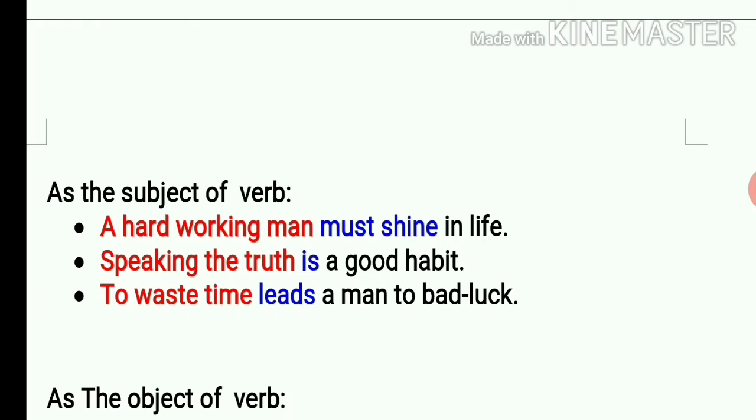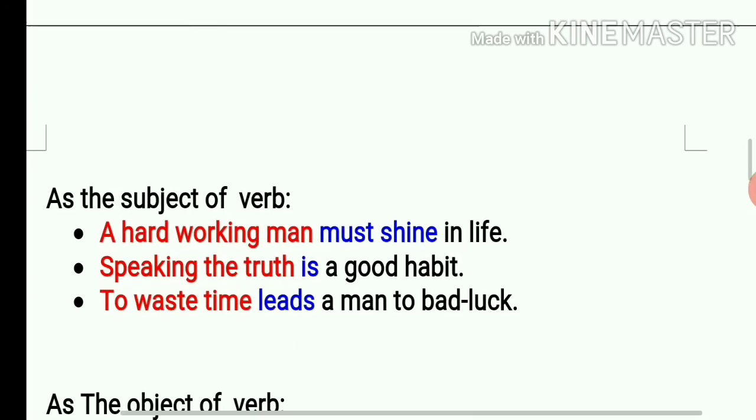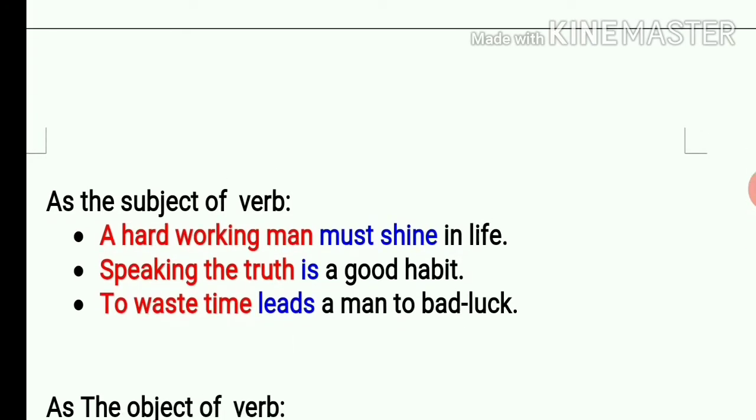Like the former one, speaking the truth is also a noun phrase because we find here the noun head word, the truth. And this noun phrase here is the subject of the verb each. And the third one, to waste time leads a man to bad luck. Here, to waste time is a noun phrase because it is headed by the noun time, and this noun phrase is also the subject of the verb leads.